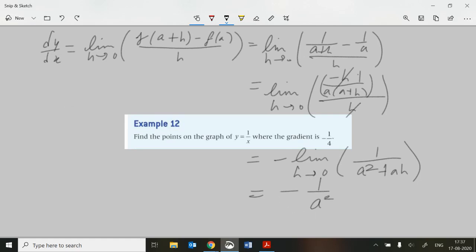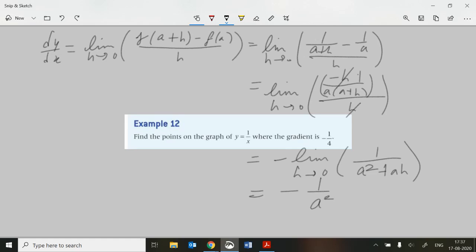Okay, well, we haven't finished the question because it says find the points on the graph where the gradient is equal to this. By the way, if you get this question in an exam, you're not going to do all of this, because the question doesn't say do this by first principles, but at the moment it assumes that we don't know the other method of using the rule.